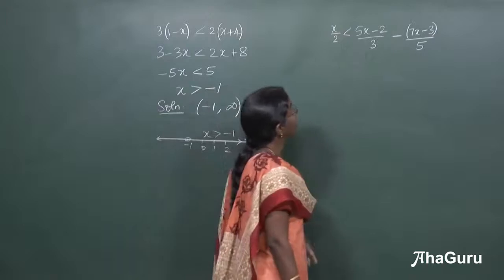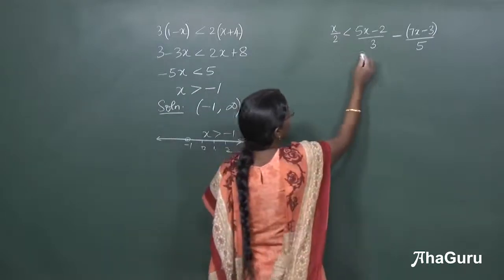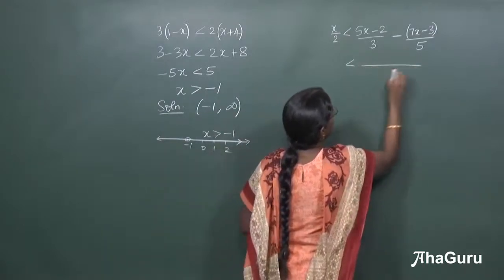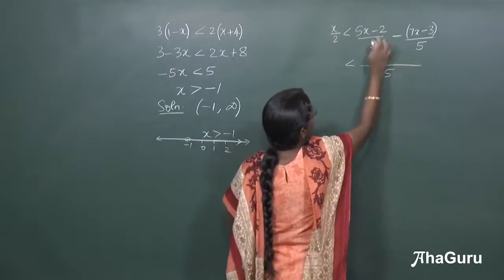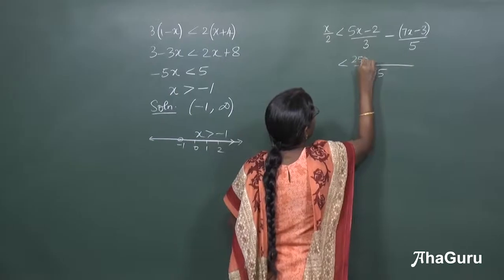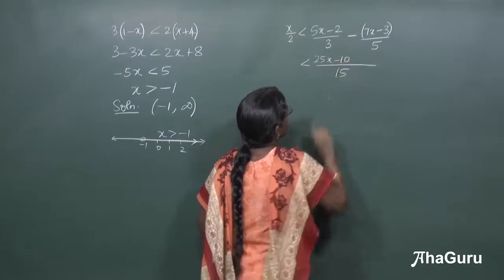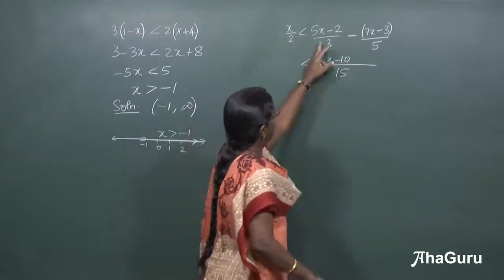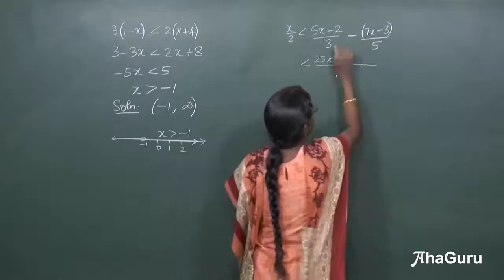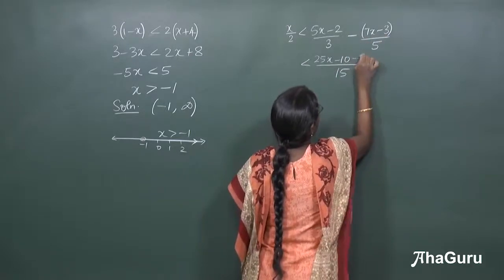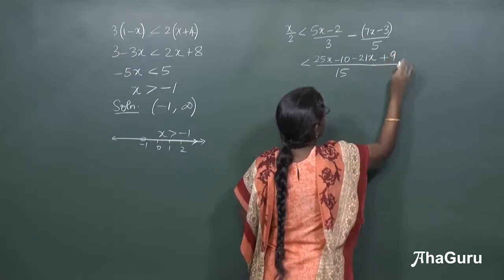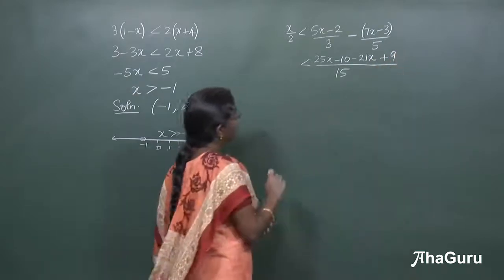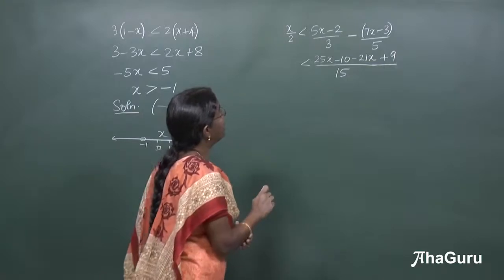We will see how to solve this inequality here. This side I will take 15 as the LCM. I get 5 into 5x minus 2, which will be 25x minus 10, correct? And the other side it will be 3 into this value, or minus 21x plus 9, correct? Minus 21x plus 9.